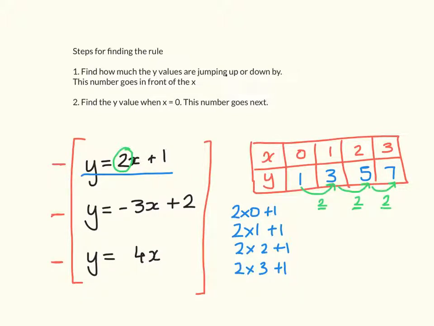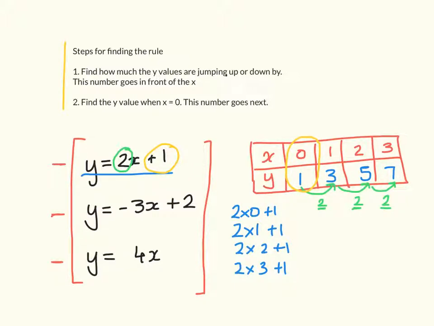Now there's another step that we need, and that is to find out, where does this 1 come from? Well, that 1 comes from here. When x equals 0, y equals 1. Okay, so we're going to go through those steps a little bit more, but here they are at the top for you to write in your book.